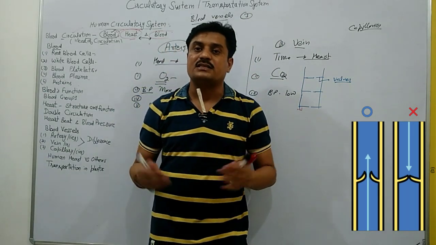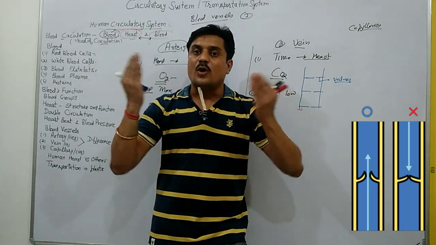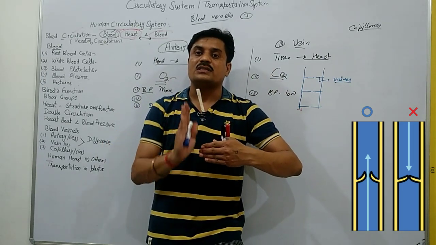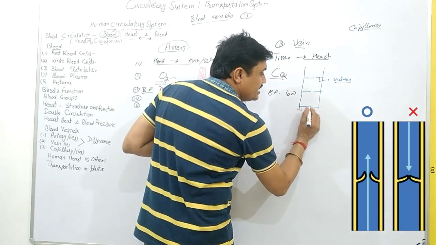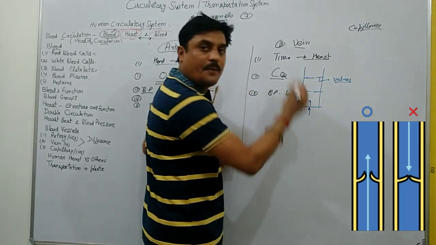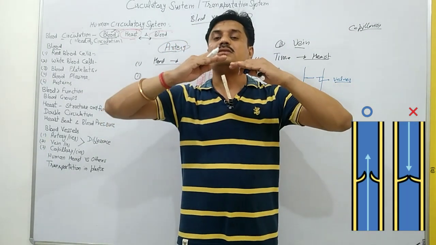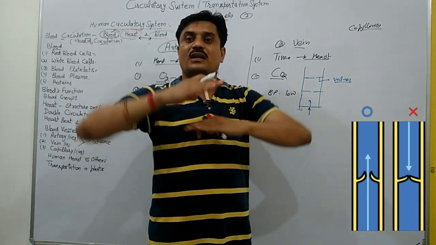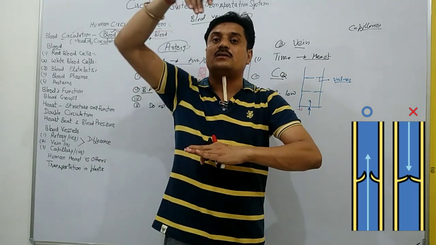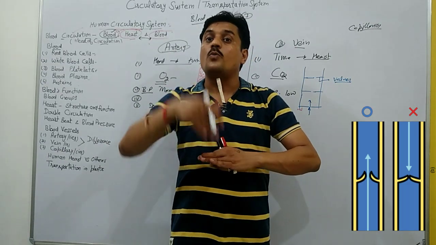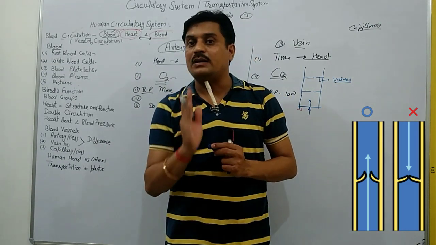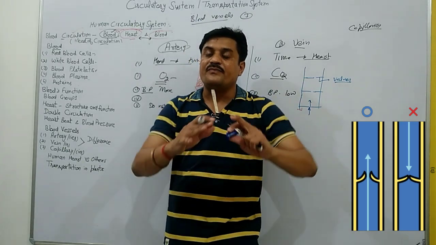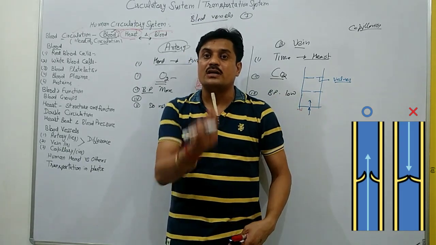These valves are such in structure that they can open when the blood flows in the upward direction. It means when the blood flows upward, they open and allow the blood to go up. But when the blood tries to go down, these valves close and do not let the blood go back. There is only one sided flow of the blood, upward flow, from tissue to the heart.